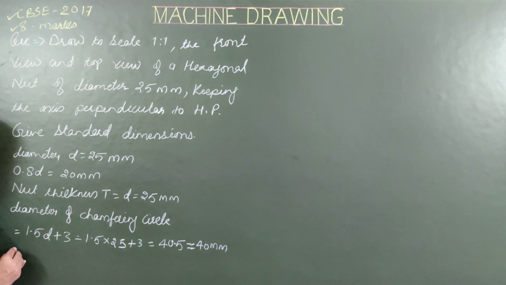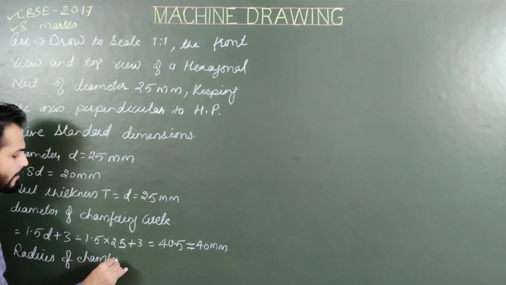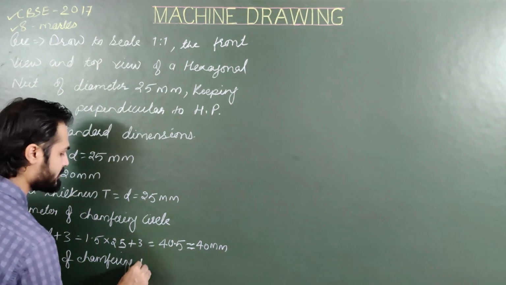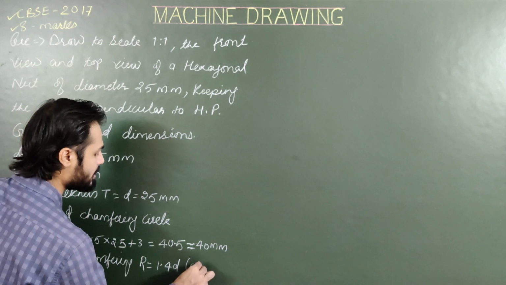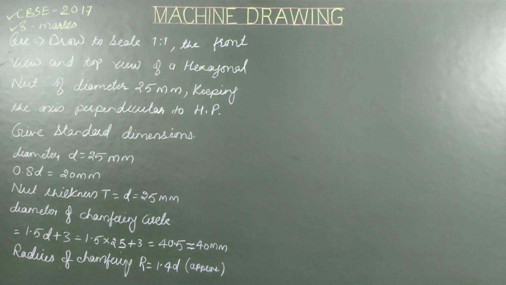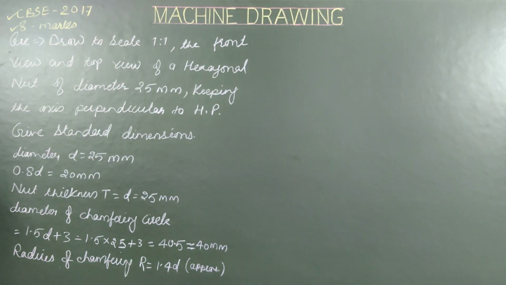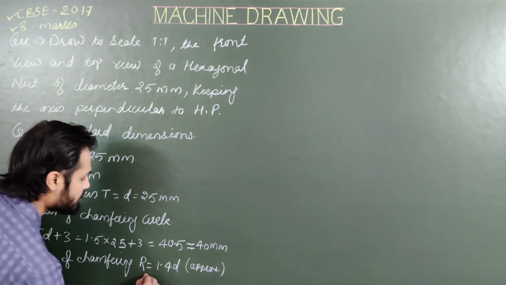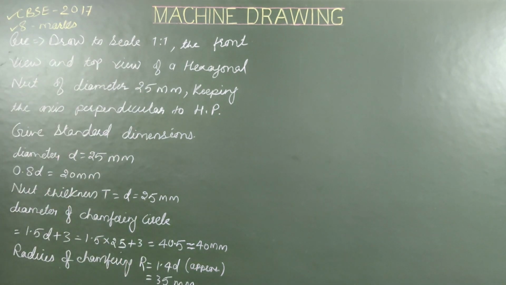Last is radius of chamfering. Radius of chamfering, R is 1.4D approx. 1.2D, 1.4D and 1.5D, all three values are acceptable values, but here we take 1.4 of D. 1.4 of D is 35 mm, right.